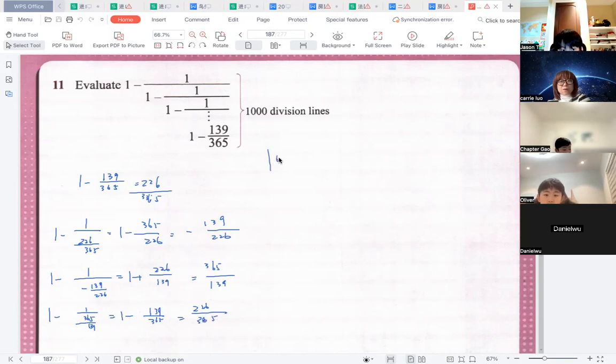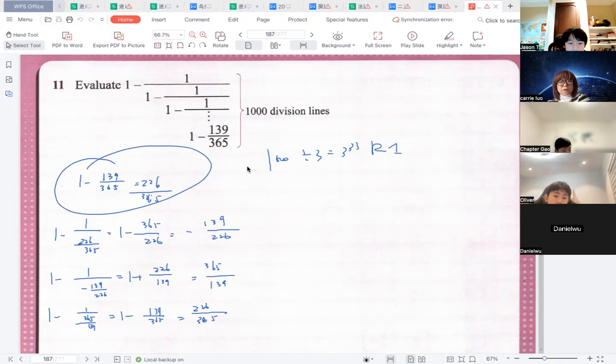So basically 1,000 divided by 3 equals 333 and the remainder is 1. So again, it's the first term. So the answer is 226 over 365. Correct, everybody? This question is easy. Am I right?